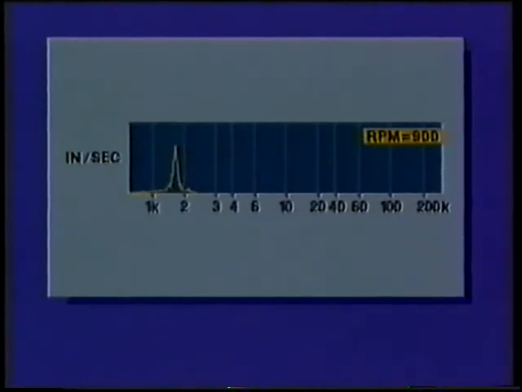This is a simplified drawing of the signature produced by offset misalignment. Each rotation will produce a vibration at 2 times the shaft's RPM. The vibration produced by offset misalignment occurs primarily in the radial direction. The amplitude of vibration is a good indication of the severity of the misalignment.